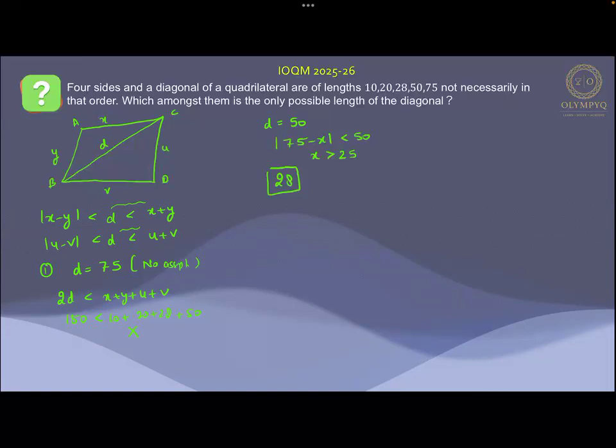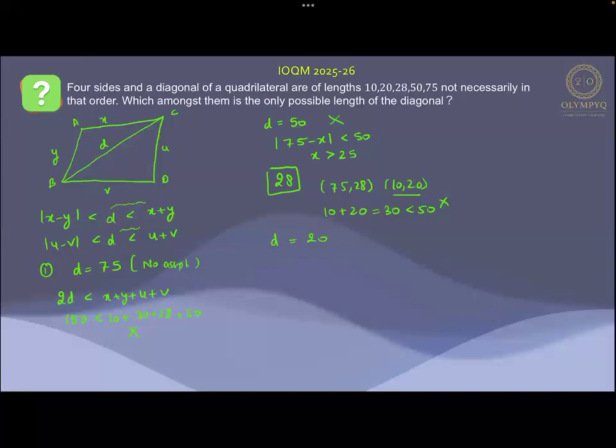So the possible pairings over here will be 75 comma 28 and 10 comma 20. But if I look at 10 comma 20, the sum of the two sides, that is 30, is going to be less than 50. So this implies that the triangle will not be possible, which makes d equal to 50 not the diagonal over here.